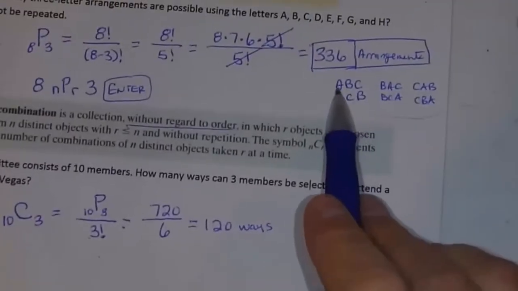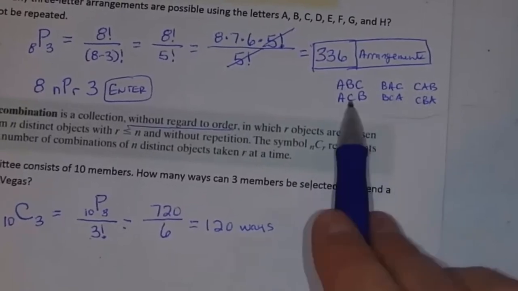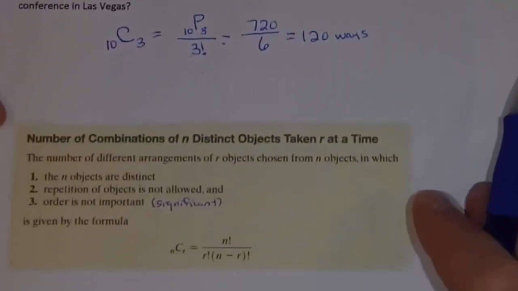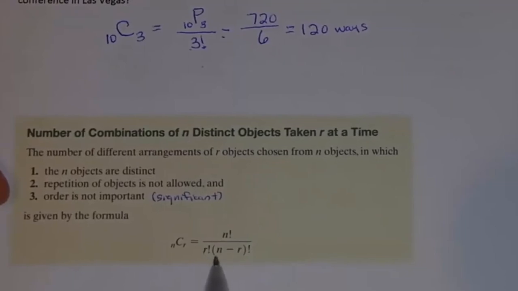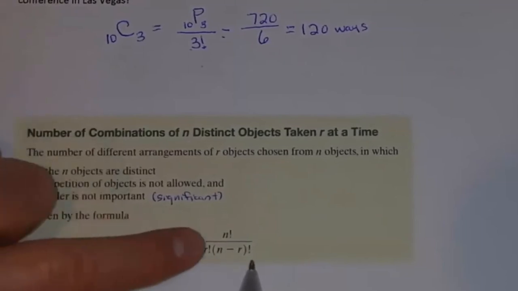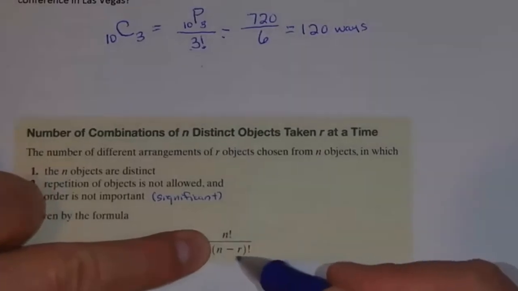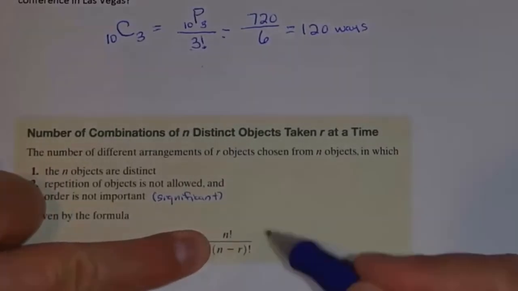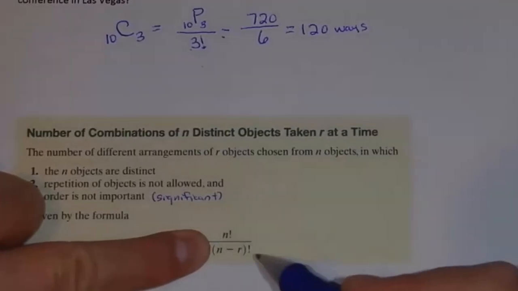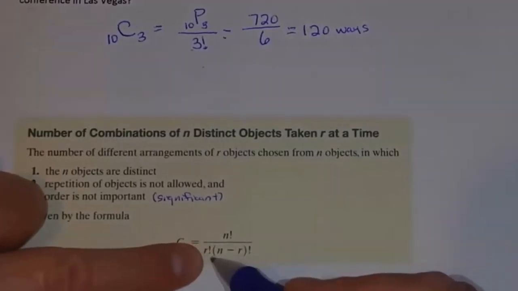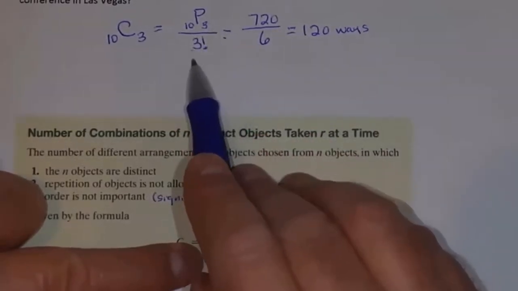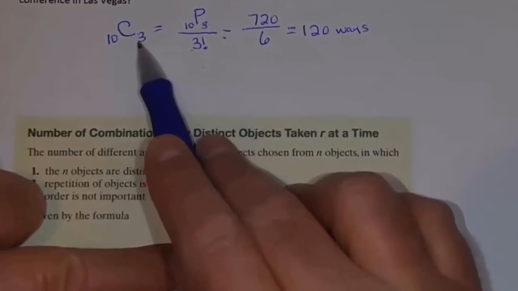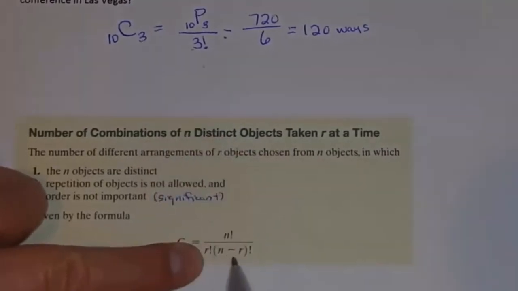So again, the order of these 3 people doesn't matter in this scenario. Anyway, that's going to be nCr equals n factorial divided by r factorial times n minus r factorial. Now, I just want to point out n factorial over n minus r factorial, that's the permutation formula. So we're taking the permutation formula and dividing by r factorial, which is what I did right here. I took the permutation formula and divided by 3 factorial, that's the r, and that gives me this result.